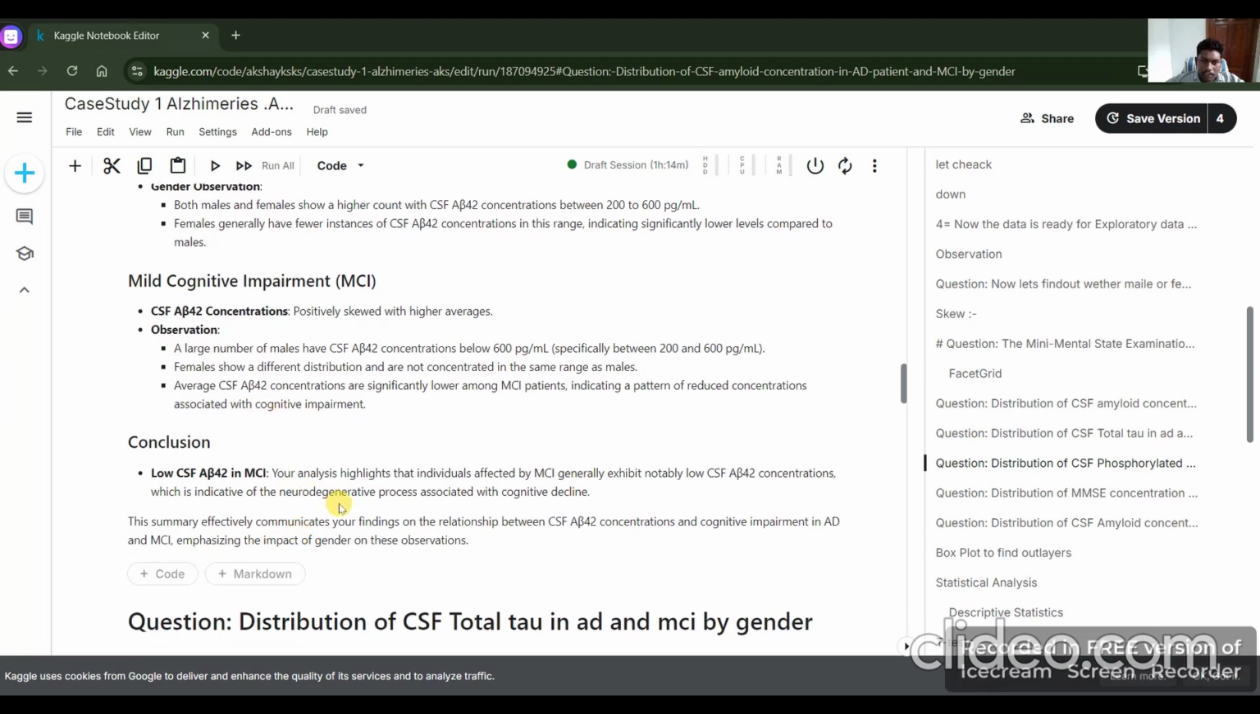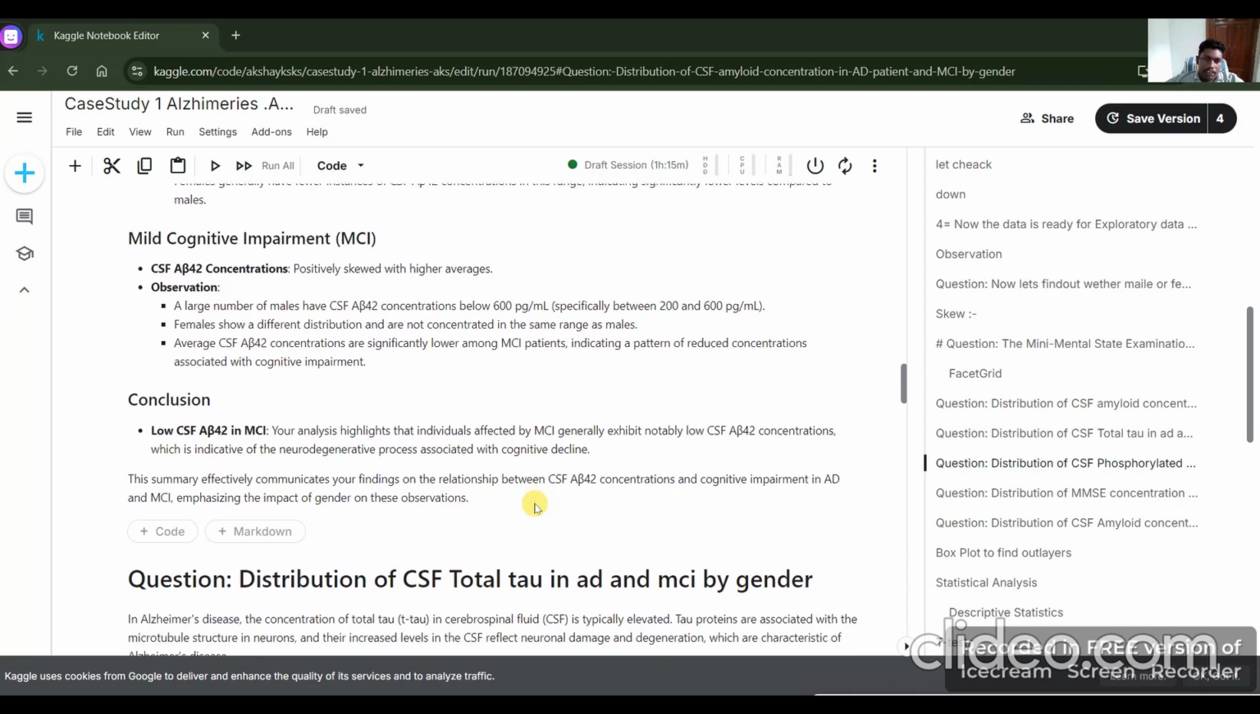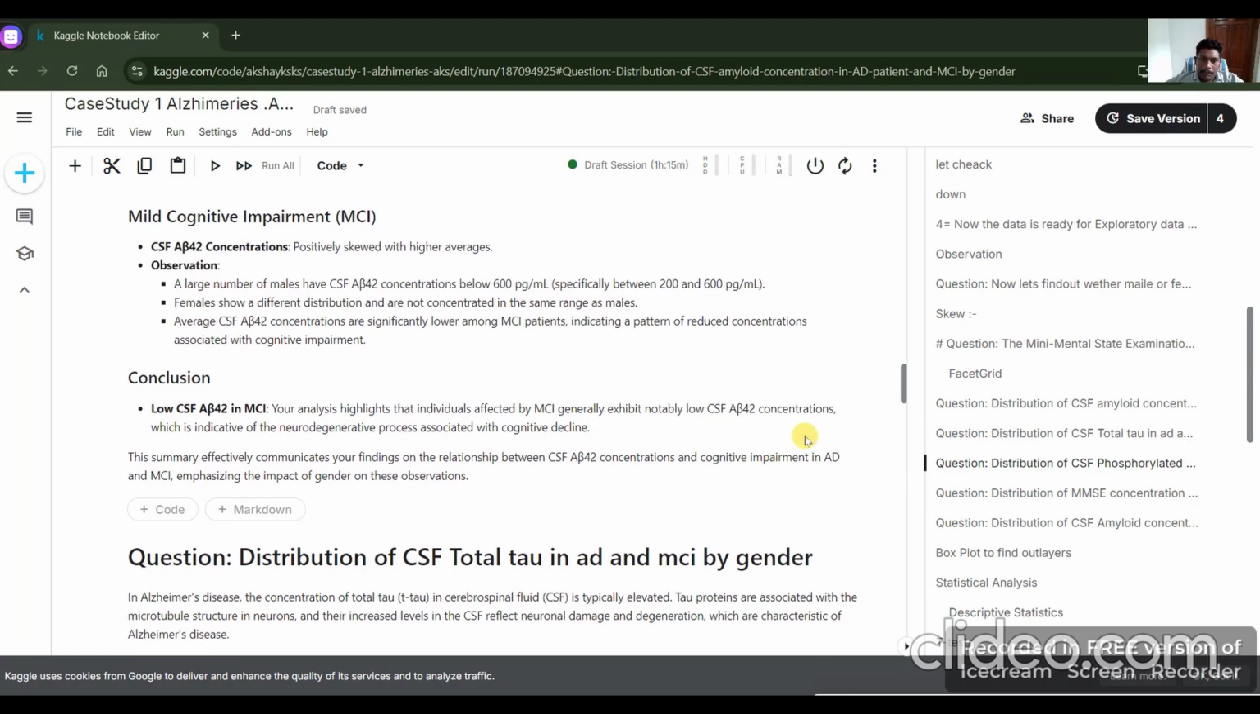And then the conclusion is that our analysis highlights that individuals affected by MCI generally exhibited notably lower concentration, which indicates a neurodegenerative process associated with cognitive decline. In summary, we effectively presented our findings on the relation between CSF concentration and cognitive impairment in AD and MCI, emphasizing the impact of gender.